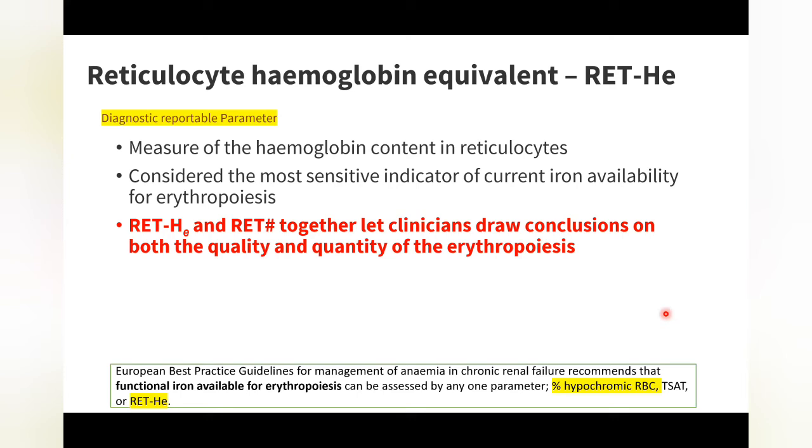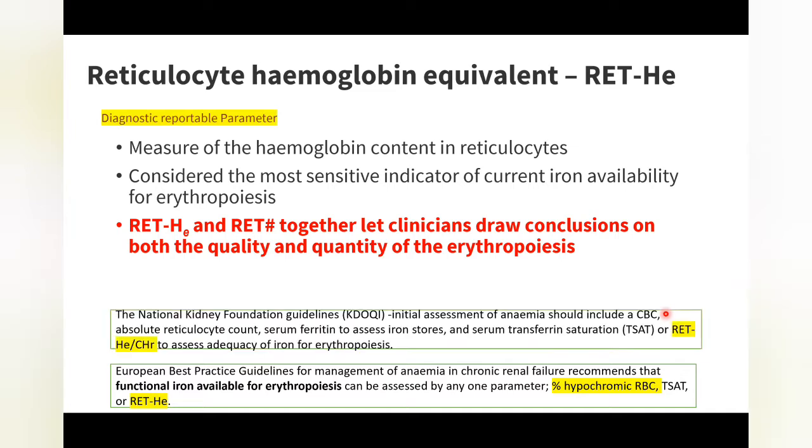If you look at the European best practice guidelines for management of anemia of chronic renal failure, they recommend that functional iron available for erythropoiesis can be assessed by any one parameter: percentage of hypochromic RBCs, which we'll be seeing later, or transferrin saturation, or Red-He. The National Kidney Foundation guidelines say that initial assessment of anemia should include a CBC, absolute reticulocyte count, serum ferritin to assess iron stores, and transferrin saturation, or Red-He, or you can use CHr to assess adequacy of iron for erythropoiesis.